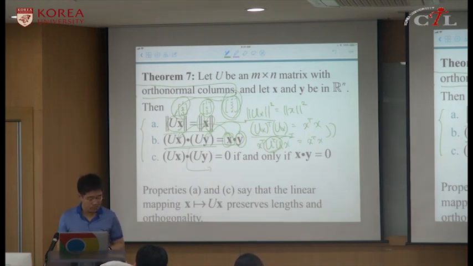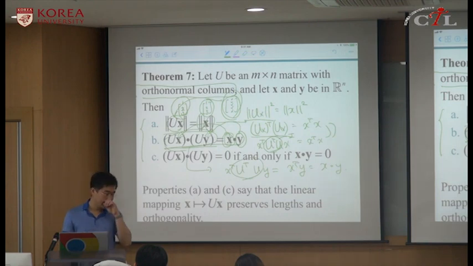Let's look at the proof briefly. So the proof is almost the same. This is x transpose, U transpose, and then U and y. And then this becomes the identity matrix, and thus it is x transpose y, the inner product of x and y.